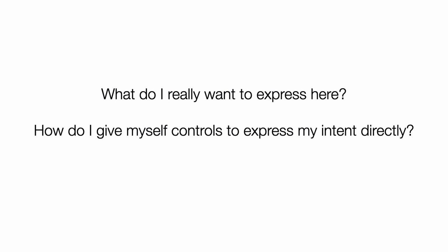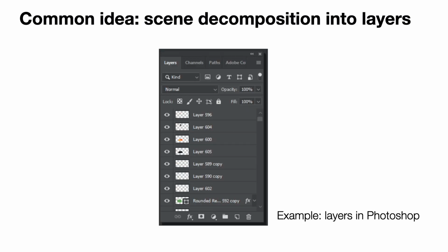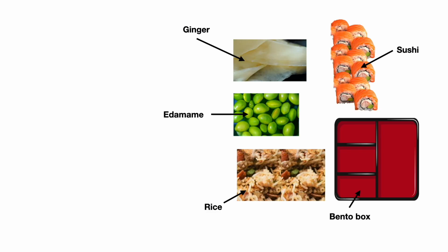So, what do I really want to express here? And how do I give myself controls to express my intent directly? For compositional images, objects are commonly controlled in artistic pipelines by decomposing a scene into layers. For instance, here's an example of some layers in Photoshop. We enable users to control diffusion-based image models and editing with layers.